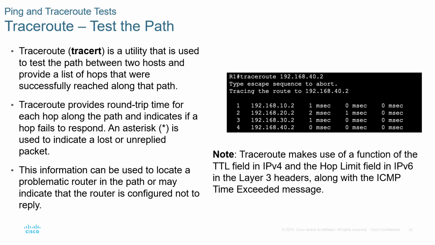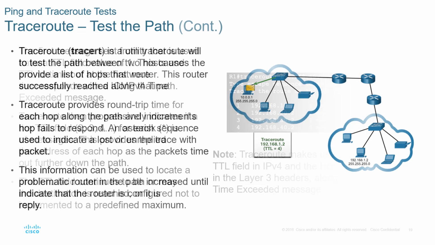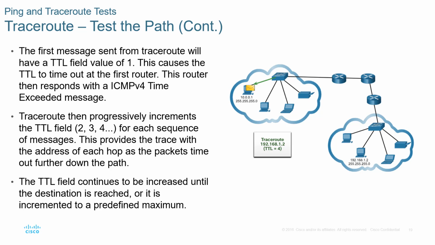Basically, this allows you to look at the path that the packets are taking. In this example, the first message sent from the traceroute will have a TTL of 1. This will cause the TTL to time out after the first hop. The traceroute will then progressively increment to each hop. Each hop, the TTL will be slightly increased. The second hop will have a TTL of 2, the third hop will have a TTL of 3, the fourth hop will have a TTL of 4, and so forth. That way, we get an echo reply from each device.